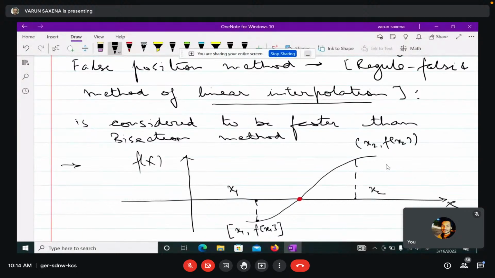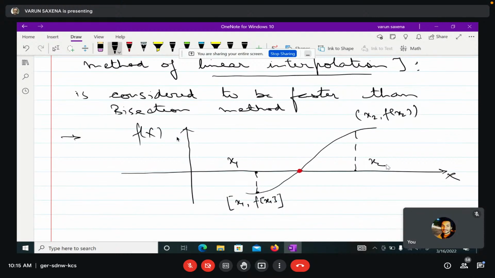So one thing is similar to the bisection method. At least the start is similar, that you will check f(x1) into f(x2), and that should be negative. Then the root lies between them. In the bisection method we used to take x3 as (x1 plus x2) by 2. So we used to halve the interval every time, right? But in this case, as I said before, we do some kind of a linear interpolation.